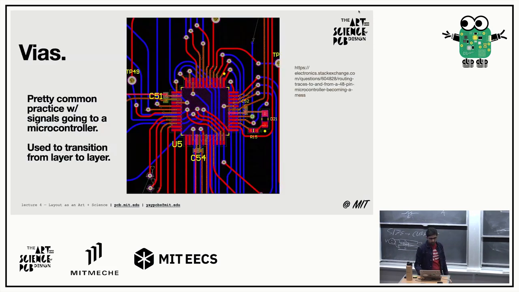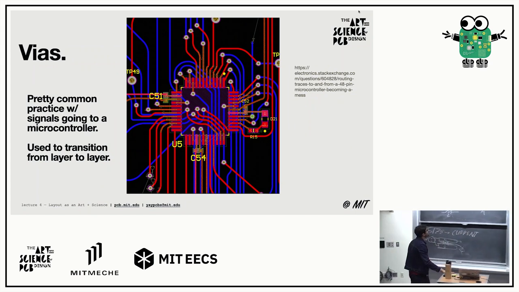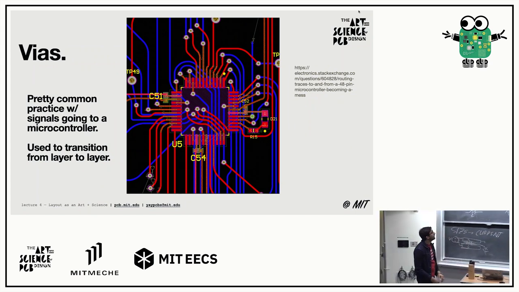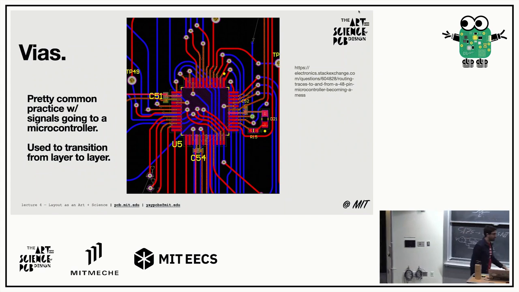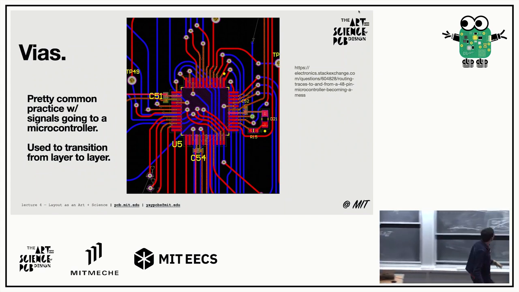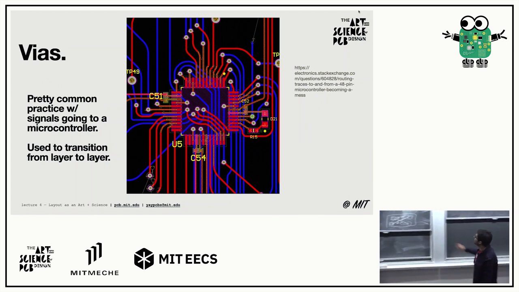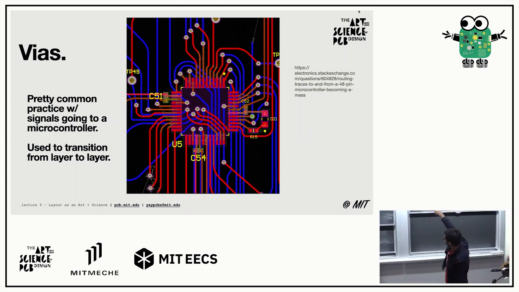Cool. Vias we covered briefly. This is just an interesting practice I wanted to show you with microcontrollers. I will preface this by saying, now that I look at this picture, I have no idea why those traces are curved like C's. That's really weird, don't do that. Normally you would draw a straight line and come over with nice 45 degree angles. I don't even know how you draw a curved trace.